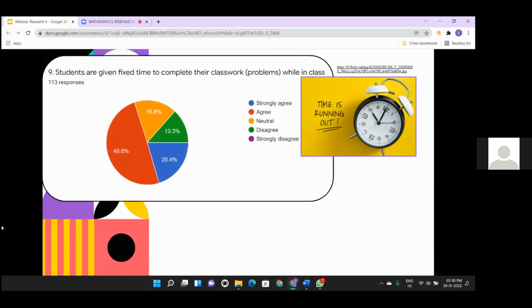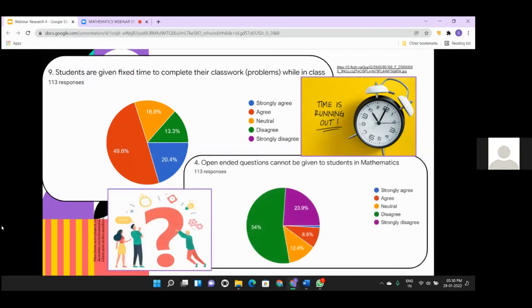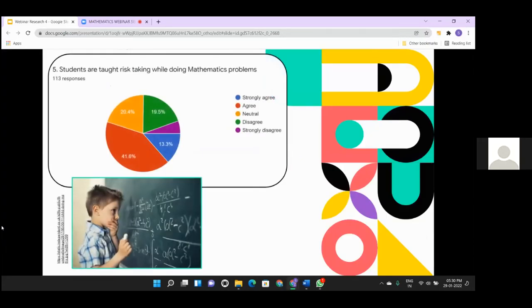When asked if students are given fixed time to complete their classwork problems while in class, a majority of 70% agree generally with this statement, while 13.3% disagree. A total of 78% generally disagree that open-ended questions cannot be given to students in mathematics, while 12.4% are neutral and around 9.7% are in agreement with it. When asked if students are taught risk while doing math problems, 54.9% agree, while 24.8% disagree.